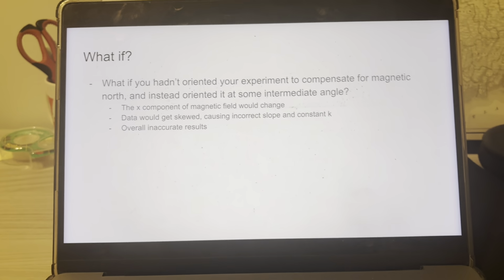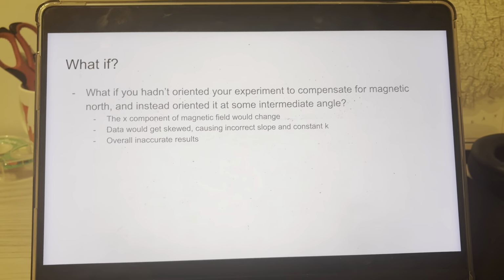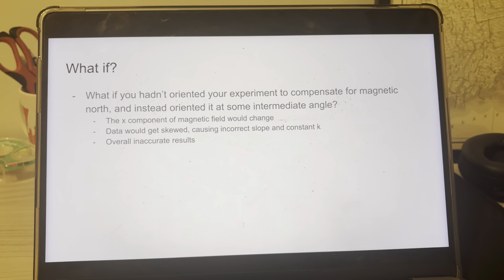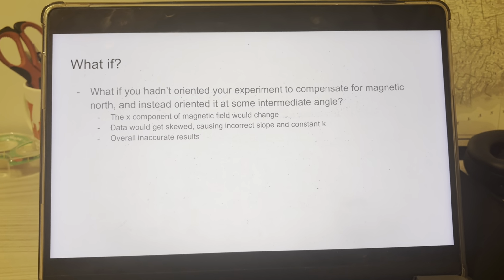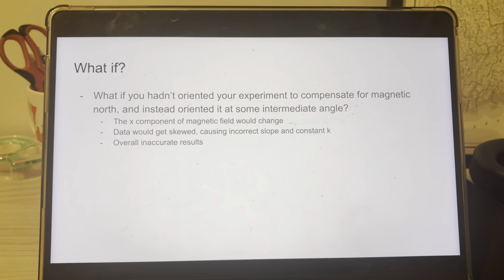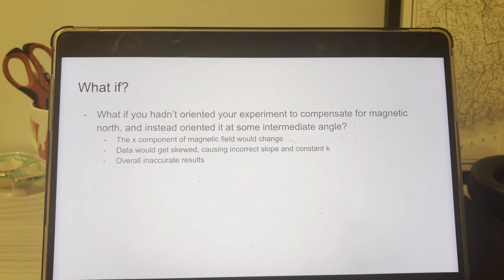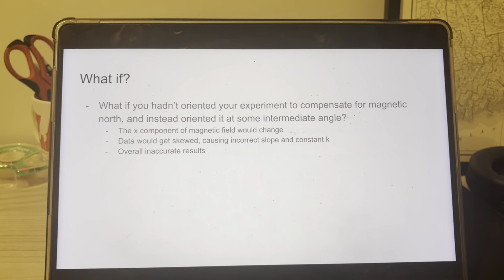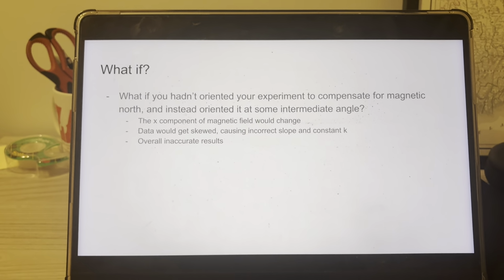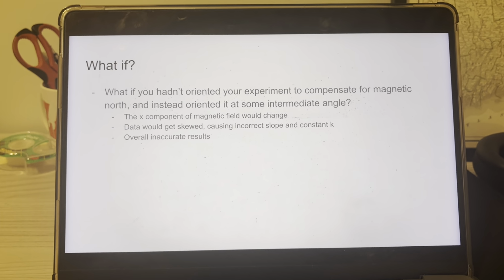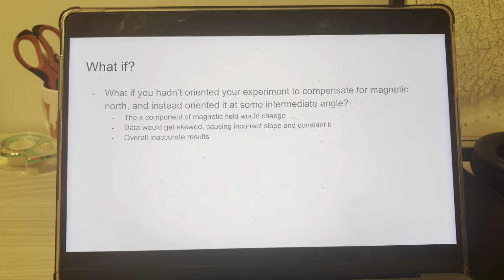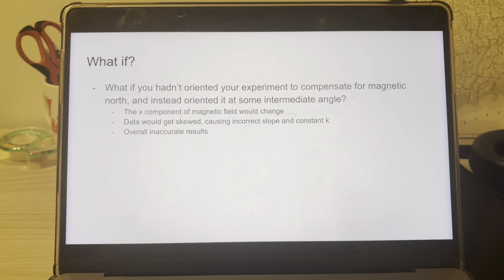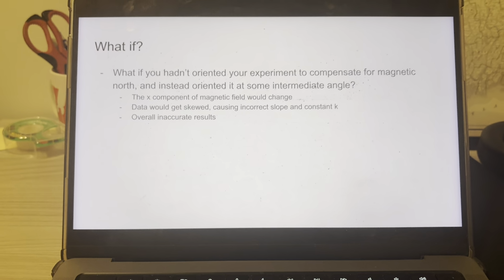Anyway, what if you hadn't oriented your experiment to compensate for the magnetic north and instead oriented it to an intermediate angle? Well, it would have been wrong. The x component of the magnetic field would have changed. The data would have gotten skewed and caused an incorrect slope and incorrect constant k to be calculated. So the results would have been wrong overall.